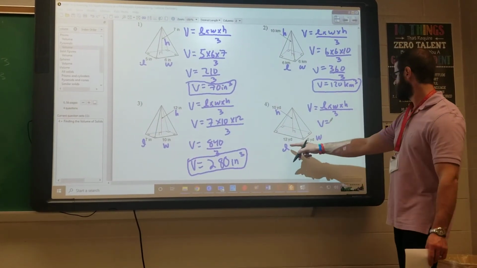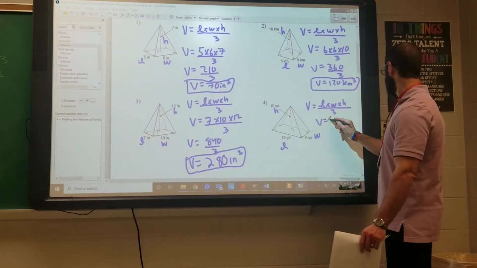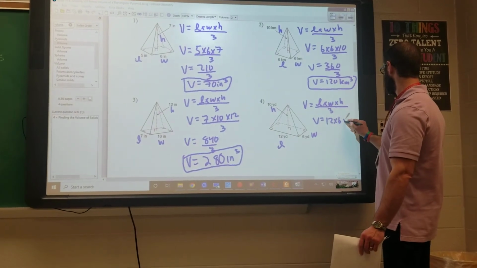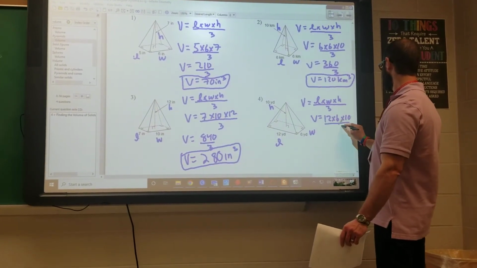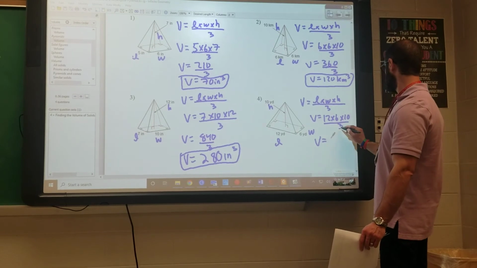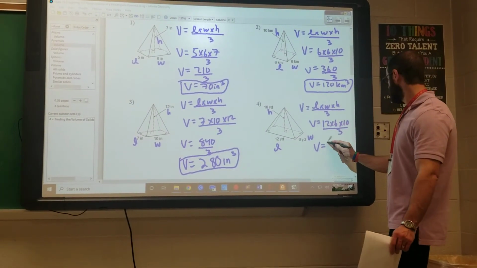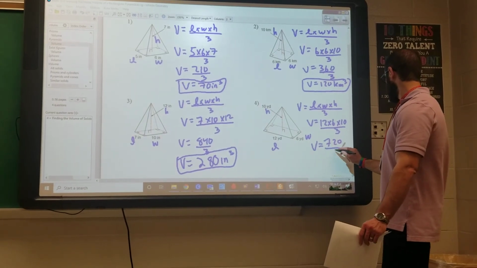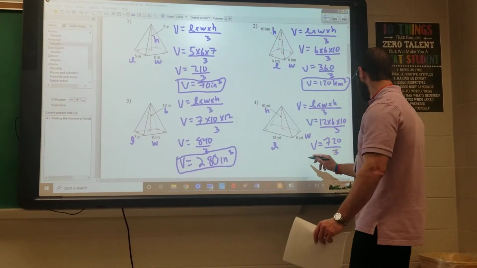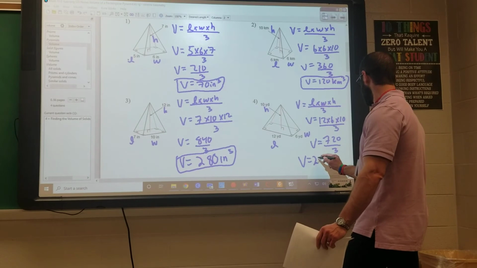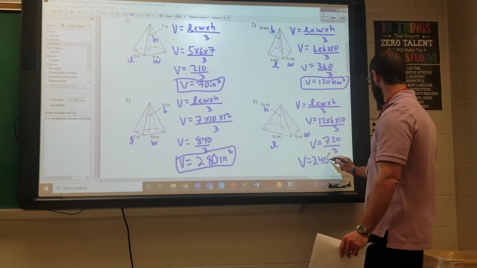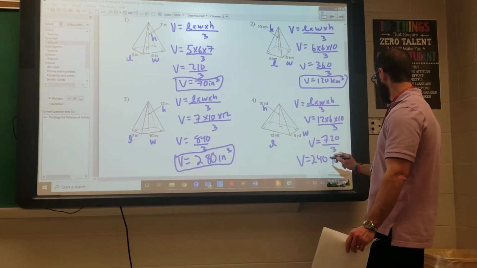And then we go 12 times 6 times 10, and then we'll divide by 3. So first you have to do multiplication. 12 times 6 times 10, that's 720. We divide by 3, and you're going to get volume is equal to 240 yards cubed.